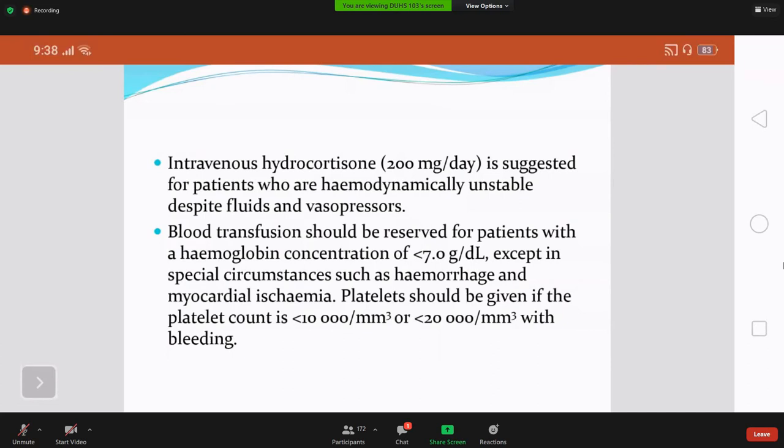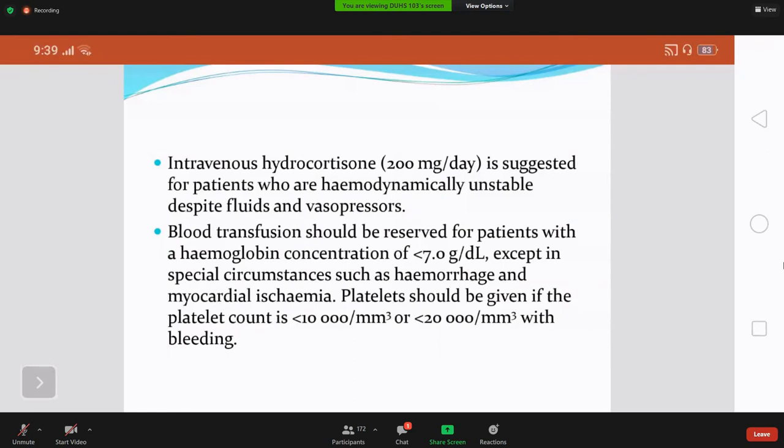And blood transfusion should be reserved for patients who have a hemoglobin concentration of less than 7, except in special circumstances in which there's ongoing hemorrhage and myocardial ischemia. If the patient is having ongoing hemorrhage, then you need to transfuse even if the current hemoglobin comes out to be 7, and if they are losing a large volume of blood, you need to transfuse your patients.